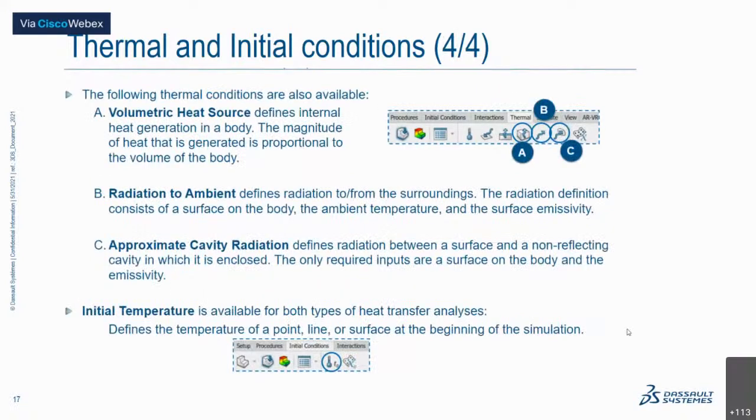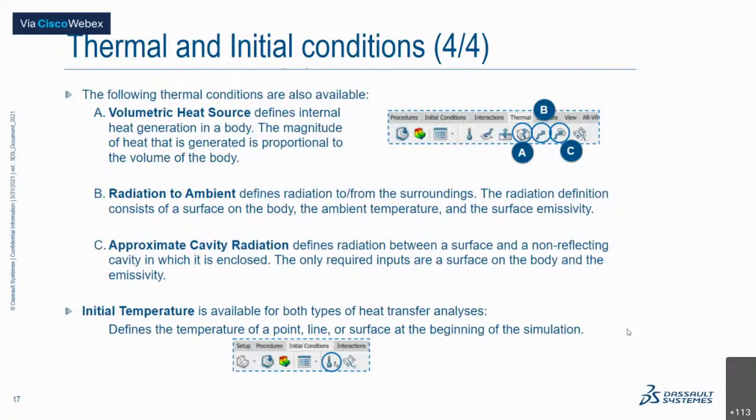And there are a lot more types of thermal conditions than one could define. So you have volumetric heat source. For example, if you have a component that is generating internal heat, you can define the value for it in the volumetric heat source kind of thermal condition. Then you have radiation to ambient. For example, if you have a component through which radiation is occurring, then you can define the radiation, but you'll also have to define the emissivity value.